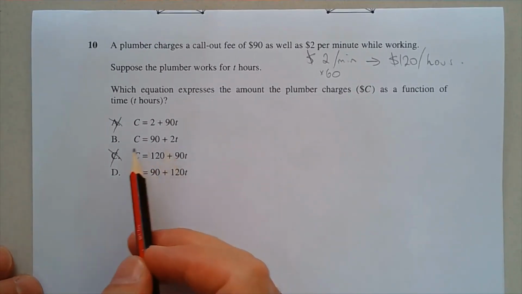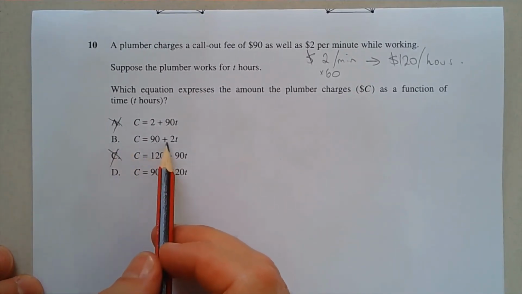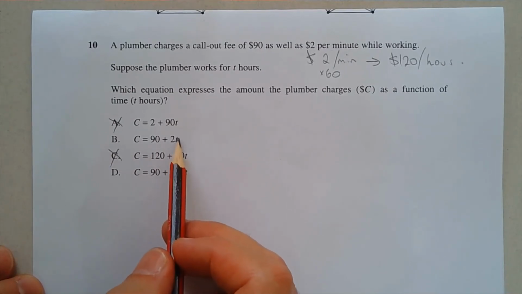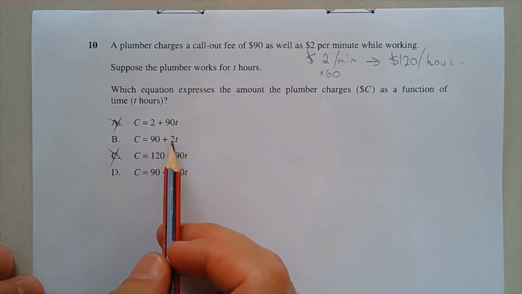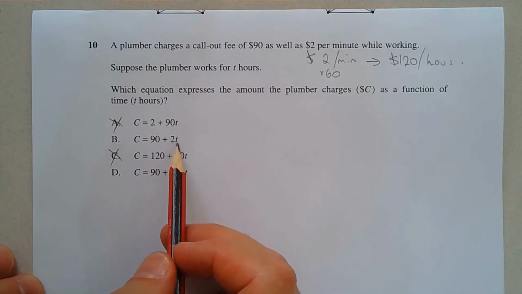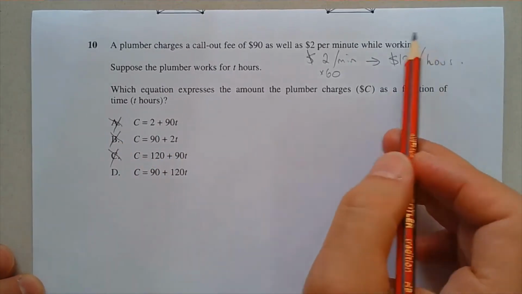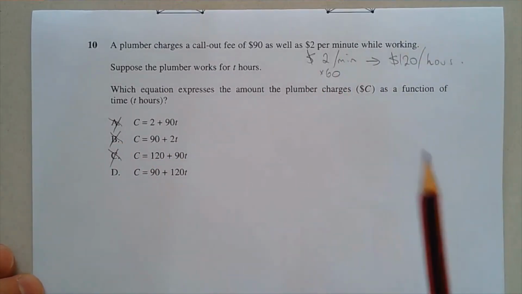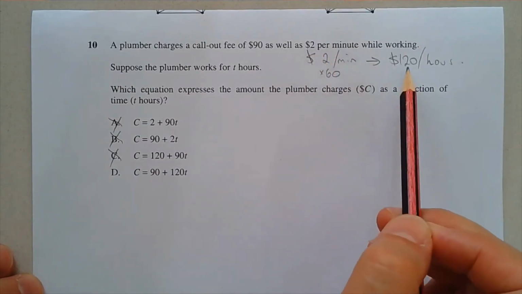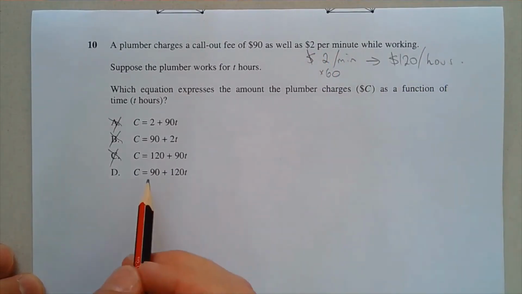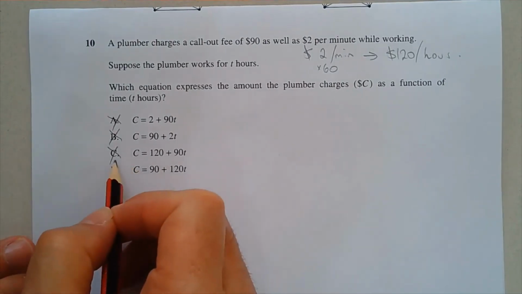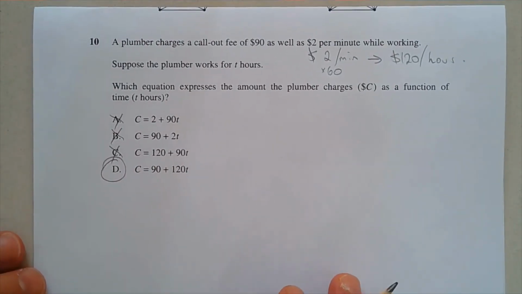Now, let's look at option B, 90 plus 2T. T's in hours. So if the plumber works 1 hour, the plumber charges then $2. So that doesn't make any sense. But we've done some work previously to show that $2 per minute is really the equivalent of 120 per hour. And that leaves us option D as our only viable option. In fact, the correct option.